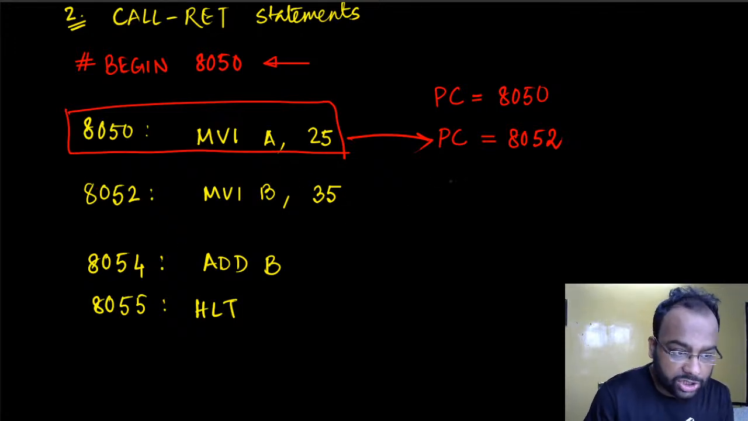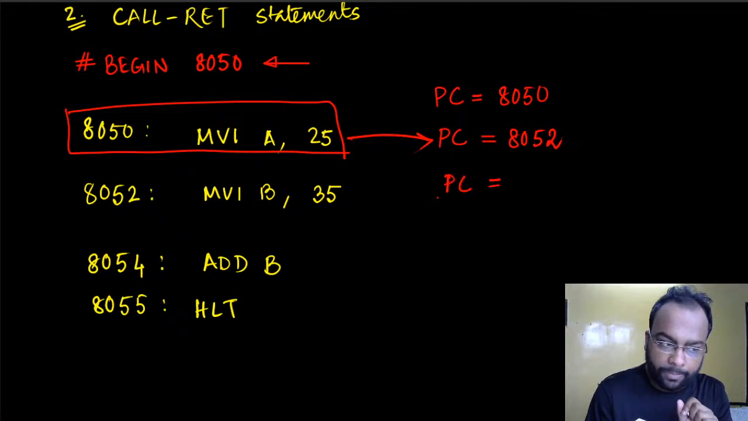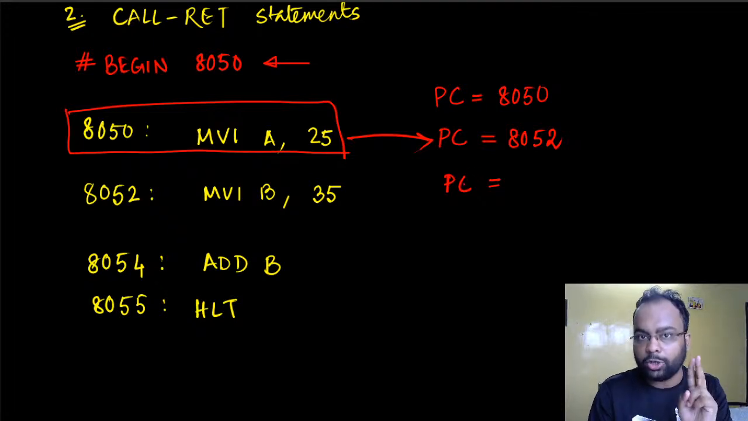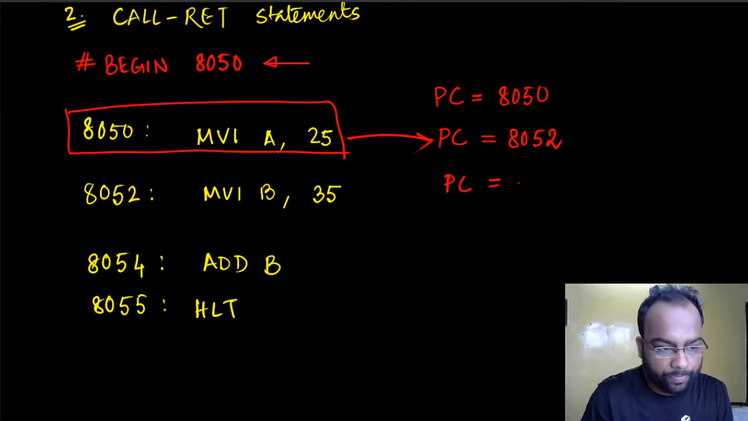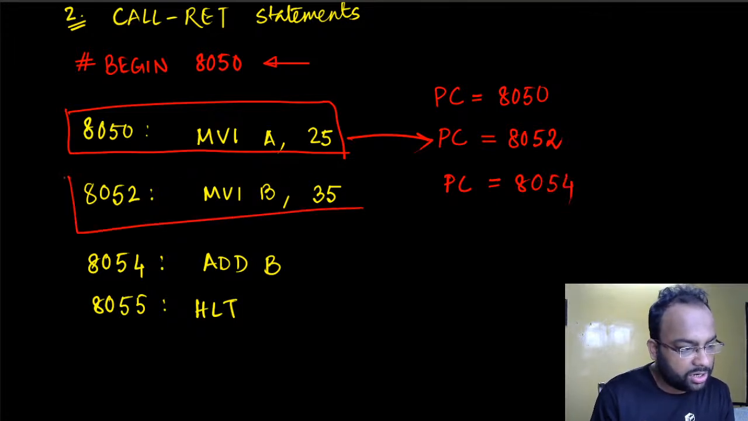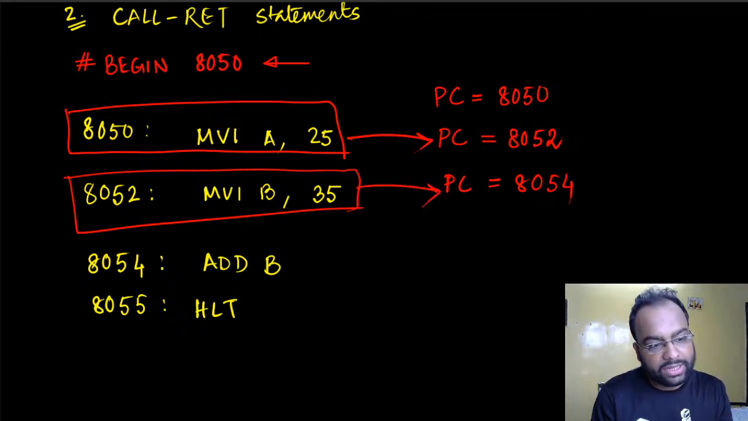And after execution of this instruction, the microprocessor once again knows that the instruction it executed was a 2-byte instruction, right? So it increments the program counter once again by a value of 2. So it becomes 8054, right? And once it executes this instruction, the program counter becomes 8054, and then it of course looks for the next instruction at memory location 8054, right?